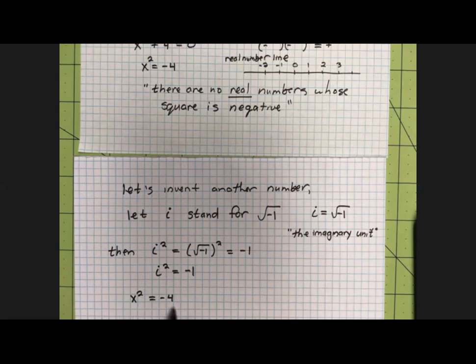By taking the square root of both sides. And before, I was forbidden from taking the square root of -1. Now, the square root of a negative number. Now let's use this letter i to take the square root of -4.